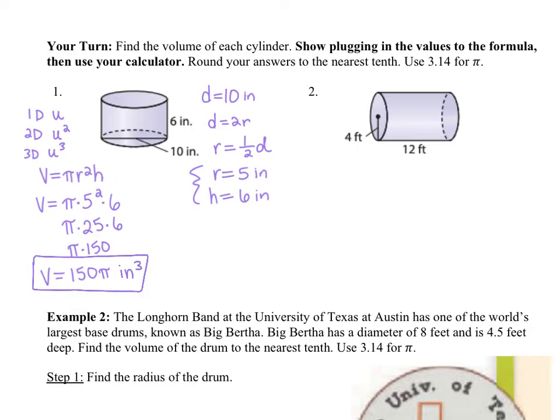Now, we didn't ask you to actually do that, but I wanted to show you. So if we weren't leaving it in terms of pi, we would just take that 150 and times it by pi. So you can use the estimate if you want, which we tell you to do, 3.14. So 150 times 3.14 is 471. So 471 inches cubed. And so we didn't have to round our answer to the nearest tenth since it was exact.